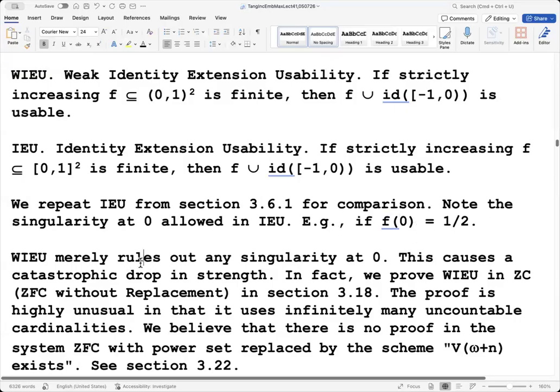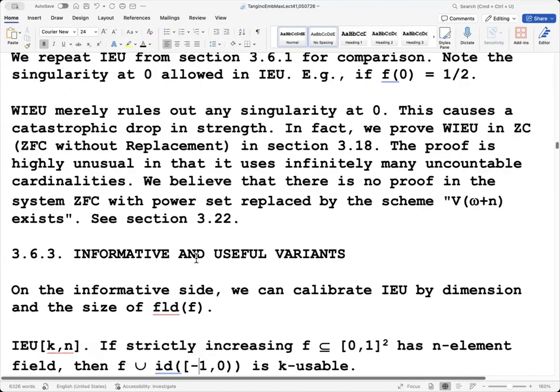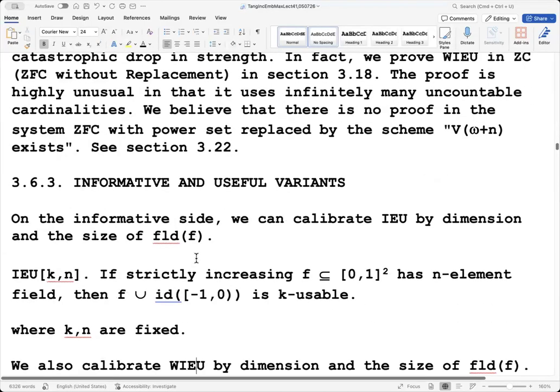All right. So we have this. This is actually provable in Z, and probably not less. That's a reversal issue. We believe there's no proof in ZFC with power set replaced by the scheme V omega plus N exists for every N. We conjecture that. We discuss that in future investigations.